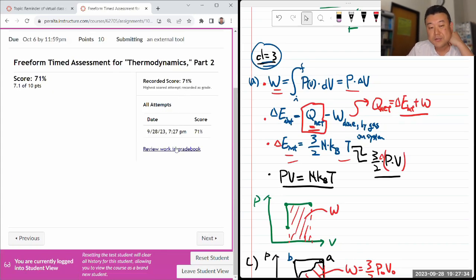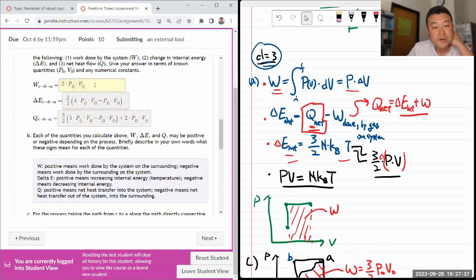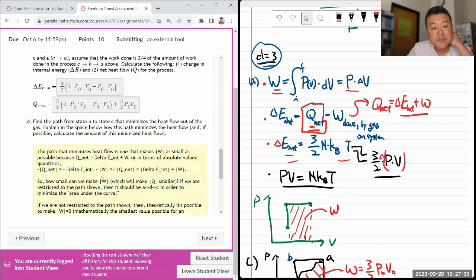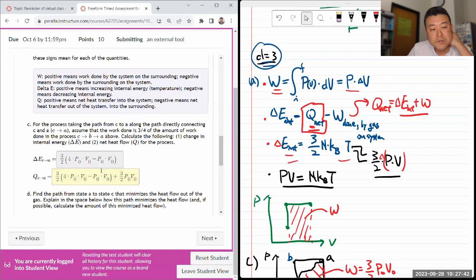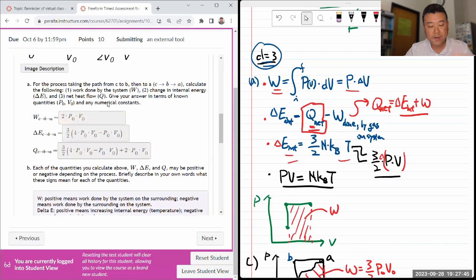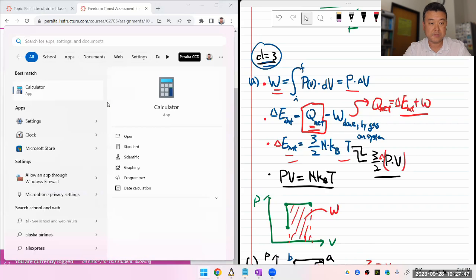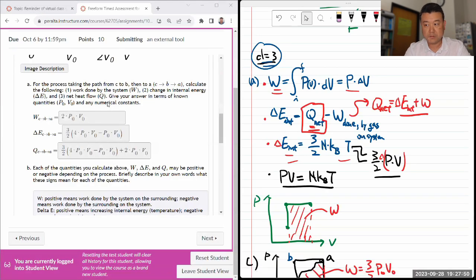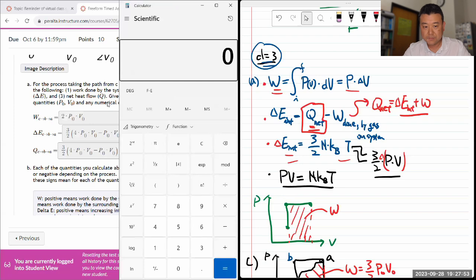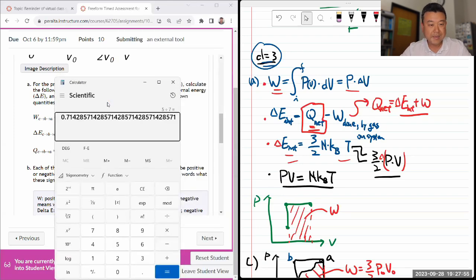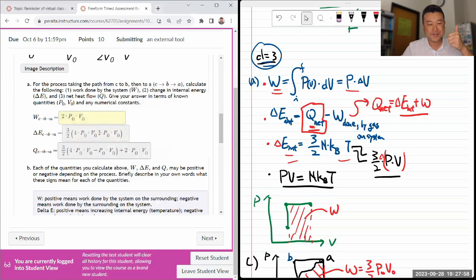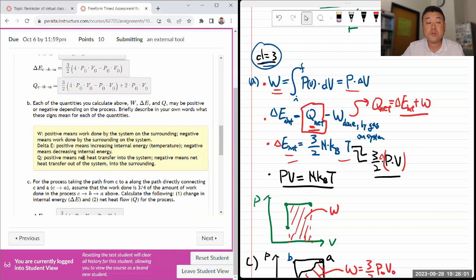Okay, I've got some points. So how many boxes are there? 1, 2, 3, 4, 5, 6, 7. So I should have gotten 5 out of 7. Let's see. I'm just curious. Did I get 5 out of 7? Yeah, I got 5 out of 7. Good. So all the expressions I entered are correct. And after you submit, after the due date, you will have access to the answer key. You can take a look, see what you got, see what you missed. And after some time, we'll also have the group review of timed assessments.